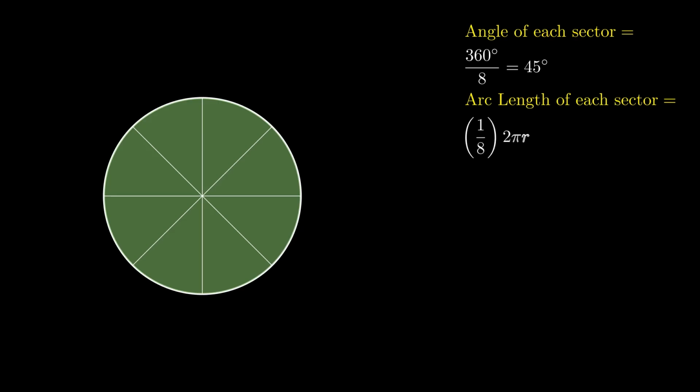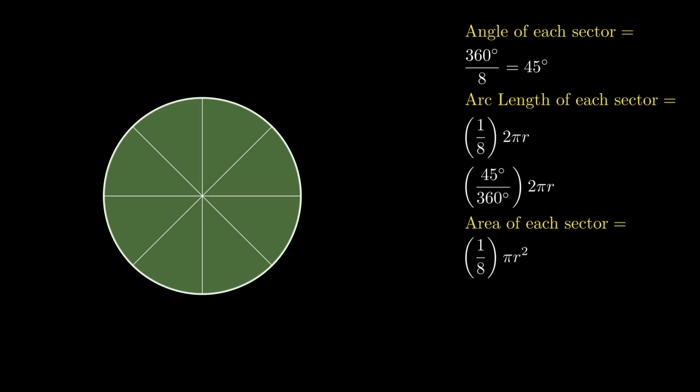So this is 1 over 8 times the 2 pi r, which can be rewritten as 45 degrees divided by 360 degrees times 2 pi r. Okay, area of each sector is again going to be 1 over 8 times pi r square, which is again equal to 45 degrees divided by 360 degrees times pi r square.